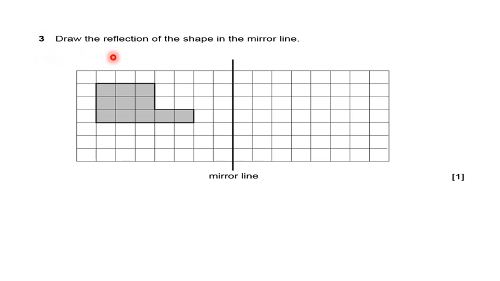Question number 3. Draw the reflection of the shape in the mirror line. So here we have the mirror line and here we have our shape. Just to remind you that when we reflect, the reflection is perpendicular to the original shape. So if I take the mirror line and I count here 1, 2, 3 squares, here I will shade in 1, 2, 3 squares, and in the same way the rest, and my shape will be like so.